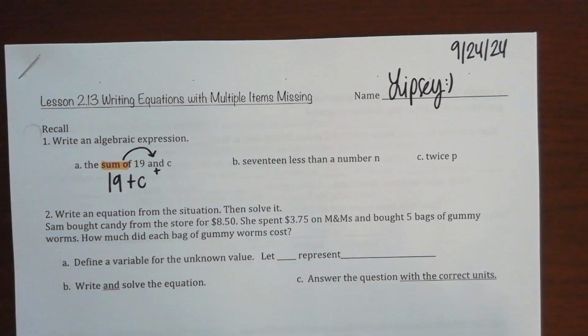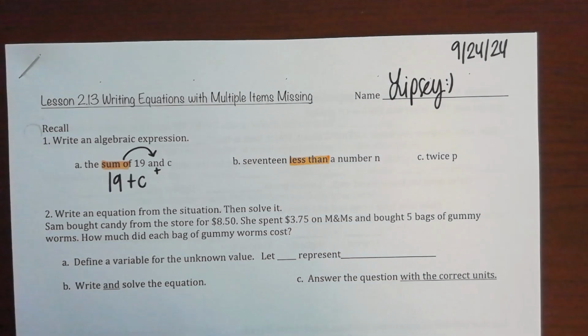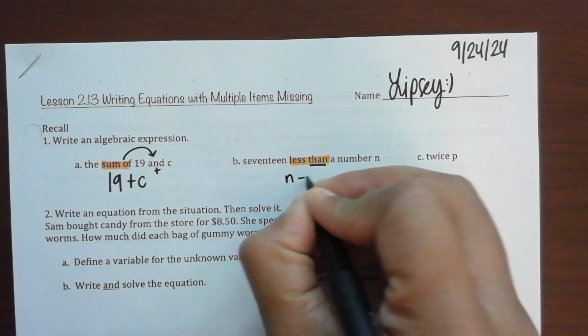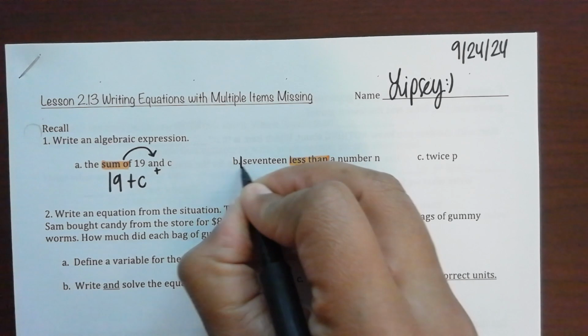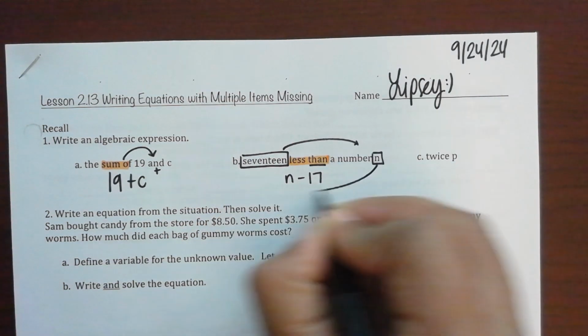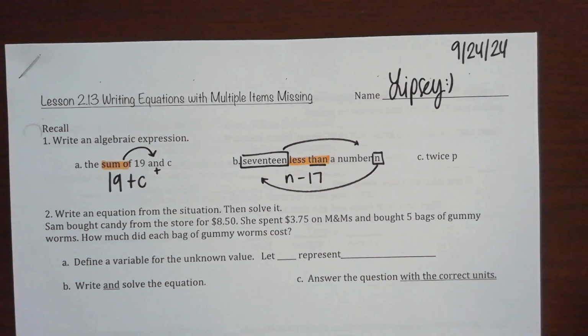17 less than a number n. 17 less than a number n. Less than is a turnaround because of which word? Than. So, how would I write this? N minus 17. So, what's in the front goes where? To the back. And what's in the back goes where? To the front. Any questions there?